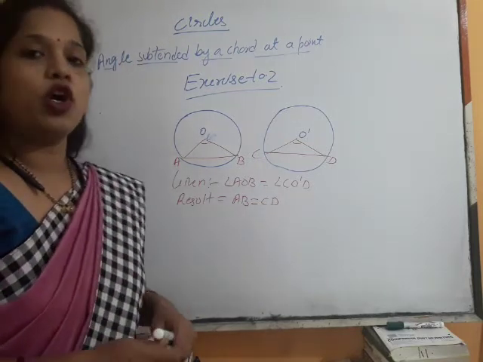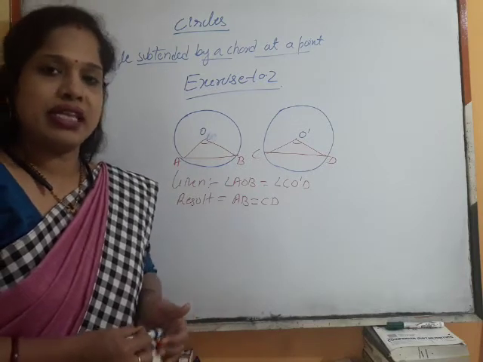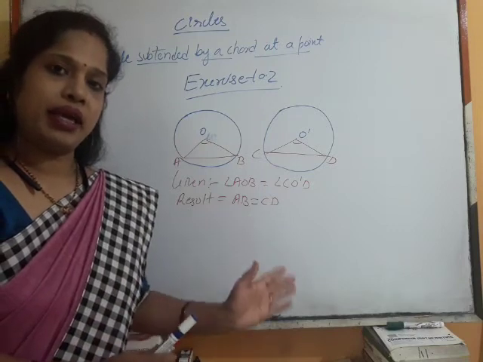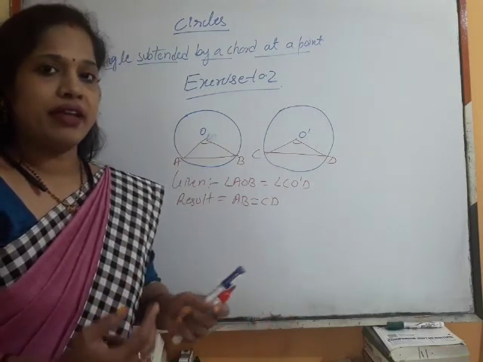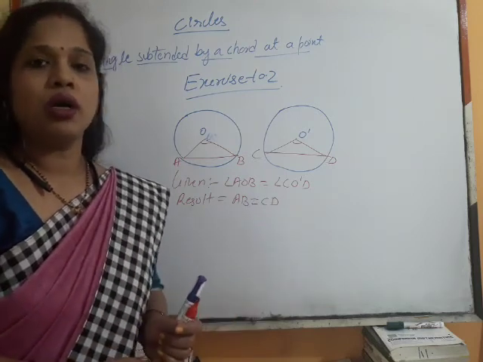So whether we talk about the same circle or two congruent circles, we have the same result. If the chords are equal, then the angles subtended by them at the center will be equal, and if two chords subtend equal angles at the center, then the chords are also equal.